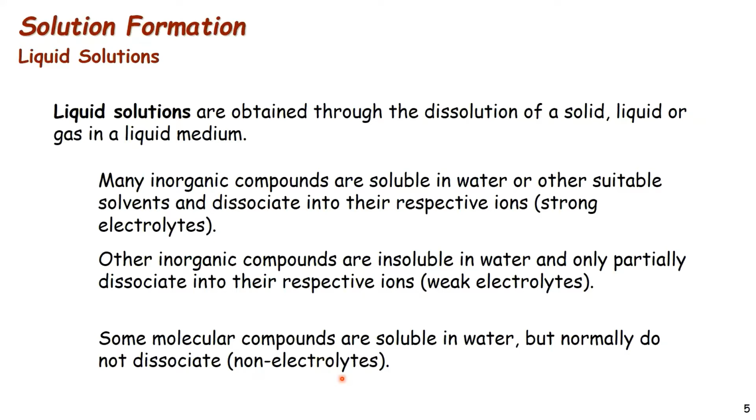Now, there are some exceptions to that, and those are the carboxylic acids. Those are neutral molecular compounds, but those carboxylic acids do partially dissociate in water. So we would consider those molecular compounds as being weak electrolytes. So that's the only exception again. And we're also going to find out that the neutral nitrogen-containing molecules are also going to be an exception.